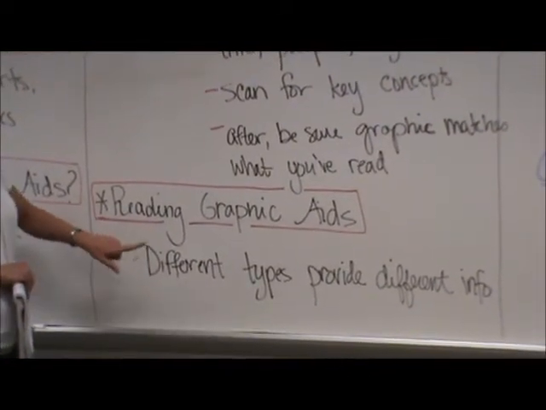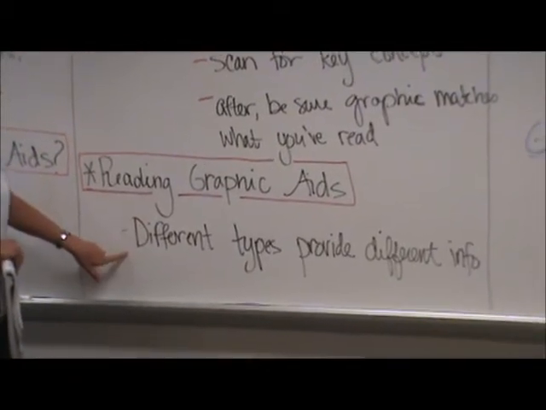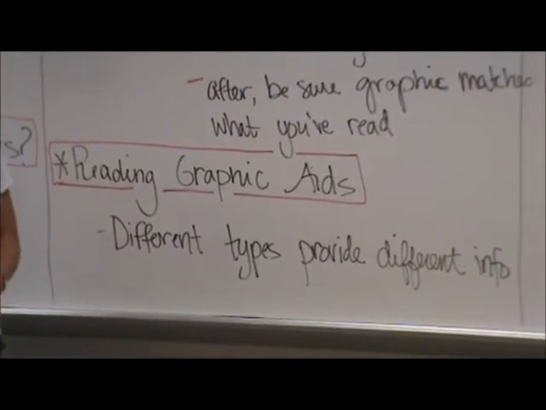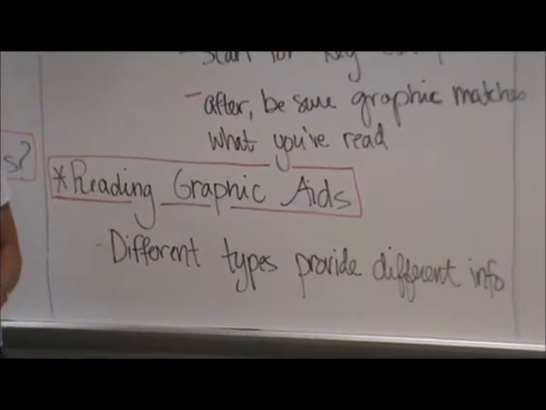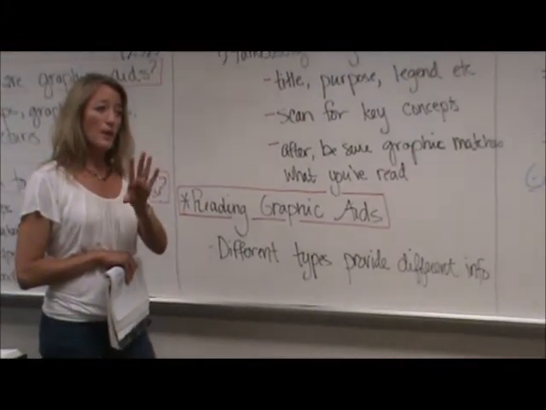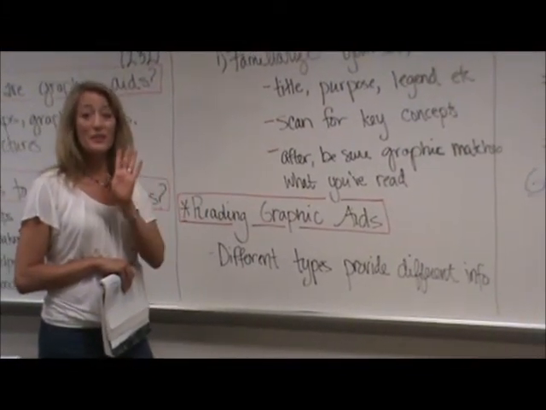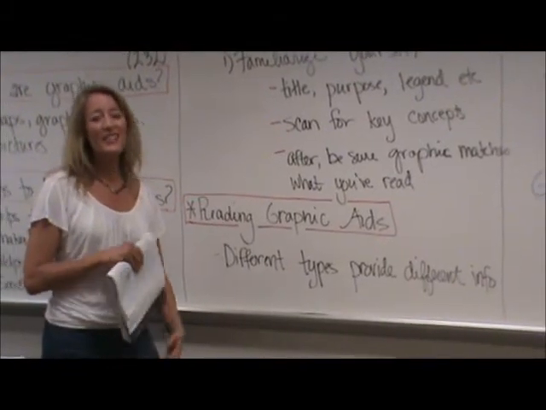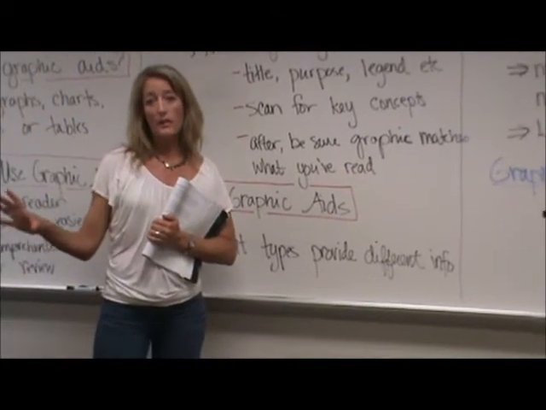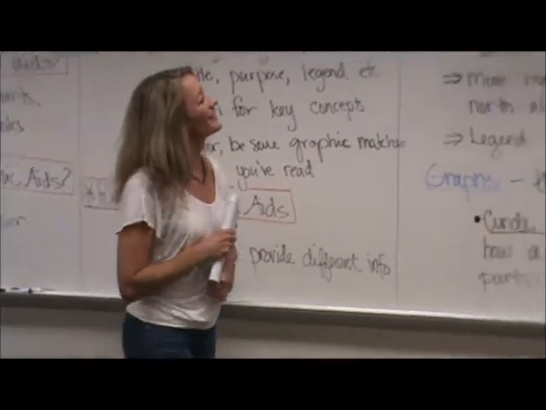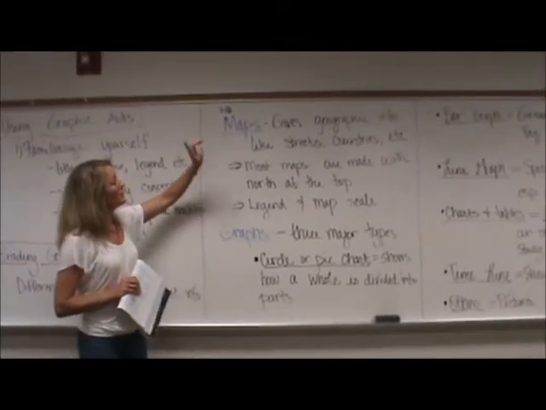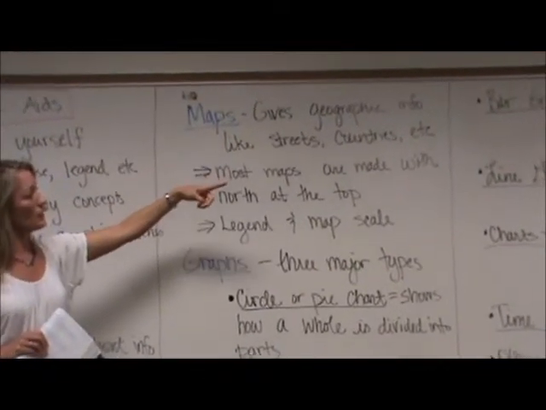There are different types of graphic aids. Different types are going to give you different information, and authors purposefully use the different types to give you the different information, because there are certain types of information that show up better depending on the kind of graphic aid. So there are maps, which we were just talking about. A lot of times they give geographic information.